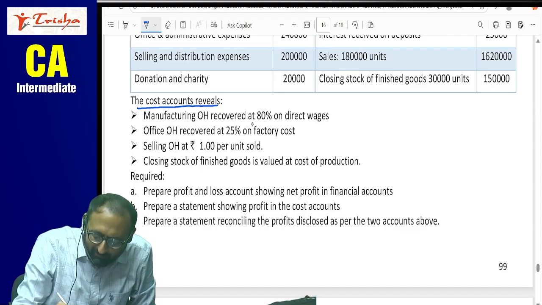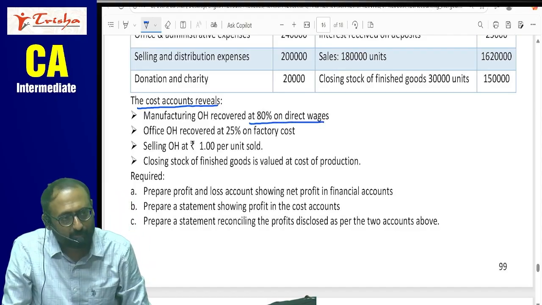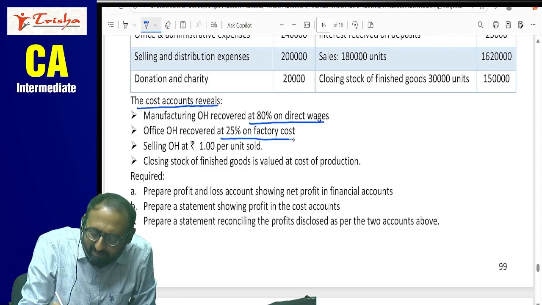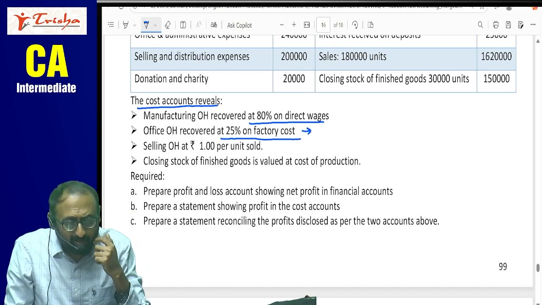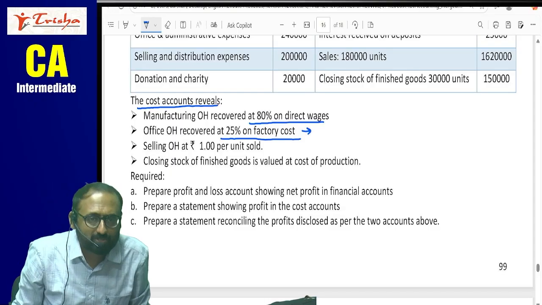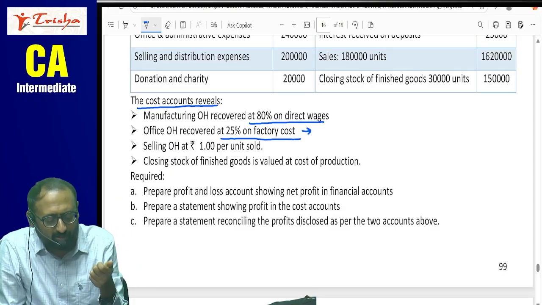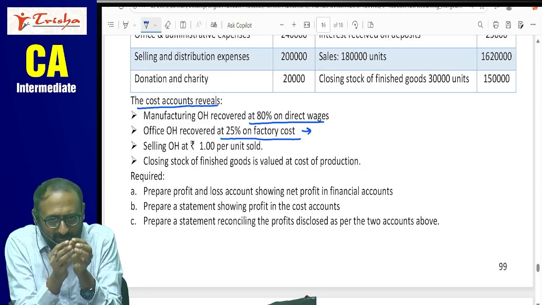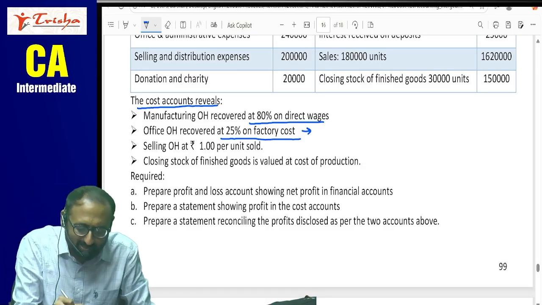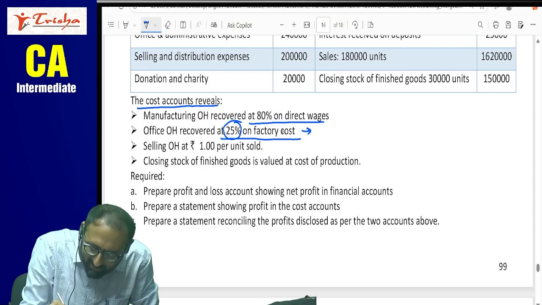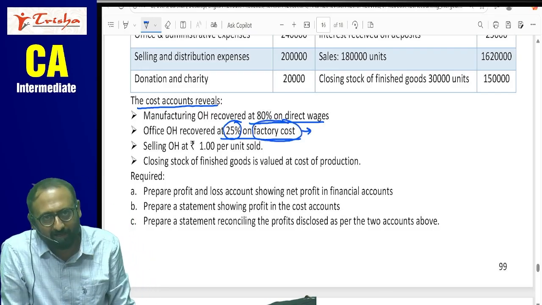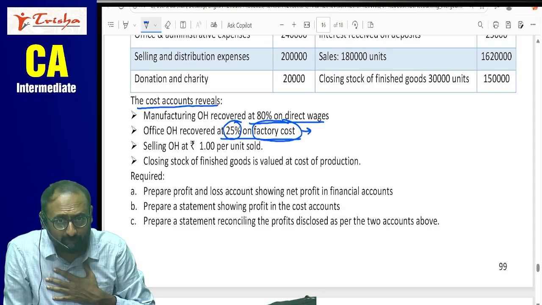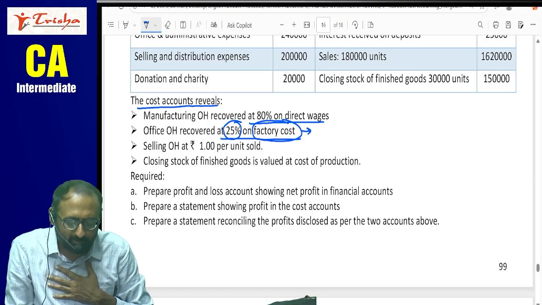Manufacturing overhead recovered is 80% of the wages. Office overhead is 25% on factory cost. Please tell me, is office and administration overhead at 25% on factory cost production related or general administration? It is production related, because some link is given with production: 25% of factory cost. So we will assume that administration overhead is related with the production.